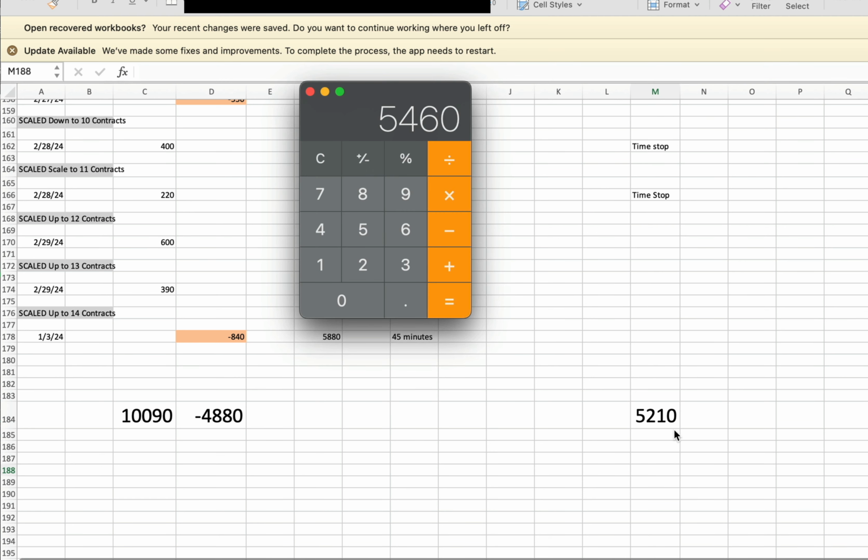So 5210, and we can't do 14, I don't think, right? 14 contracts times 420, 5880. 13 contracts times 420, 5460. Oh, we can't do that either. So 12 times 420, 5040. So we scale down to 12.